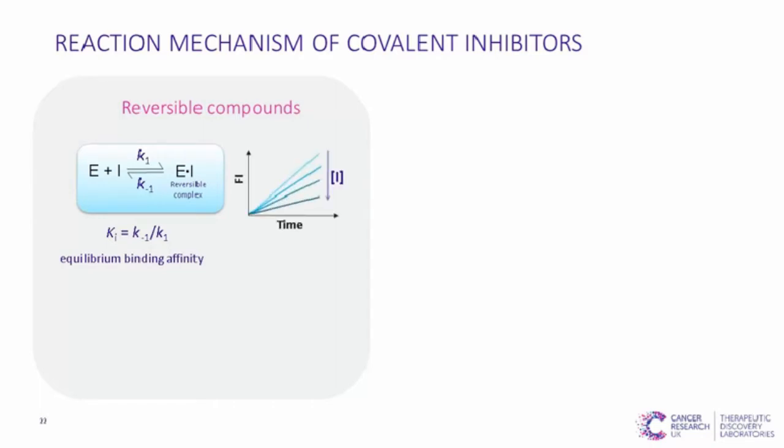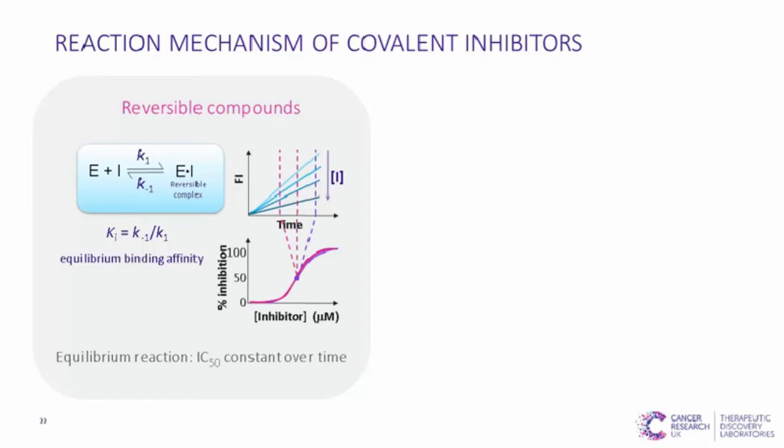In terms of progress curves, we optimize our assays so that the production of a product is linear over time, and as we increase the inhibitor concentration, the rate decreases, but the curves maintain their linearity. The consequence of this is if we measure the IC50 at different time points, assuming that we have enough signal to noise to achieve a robust signal, these IC50 curves overlay. The IC50 is constant over time.